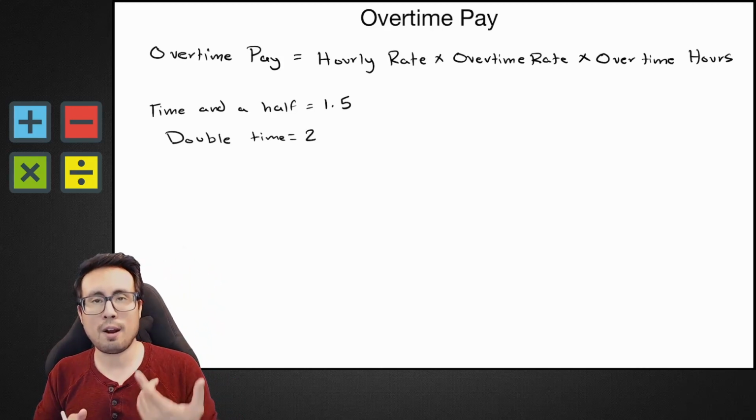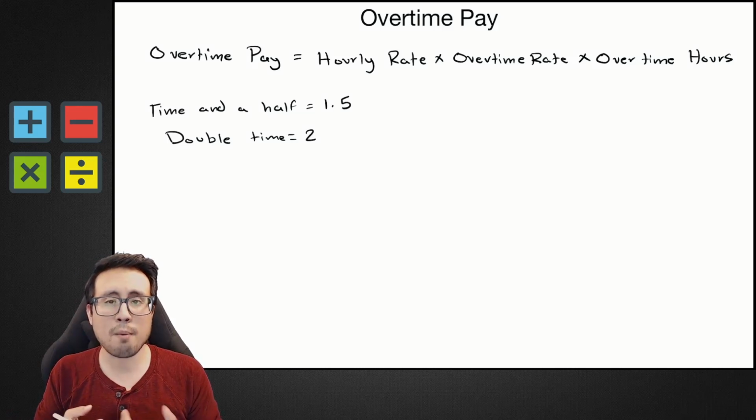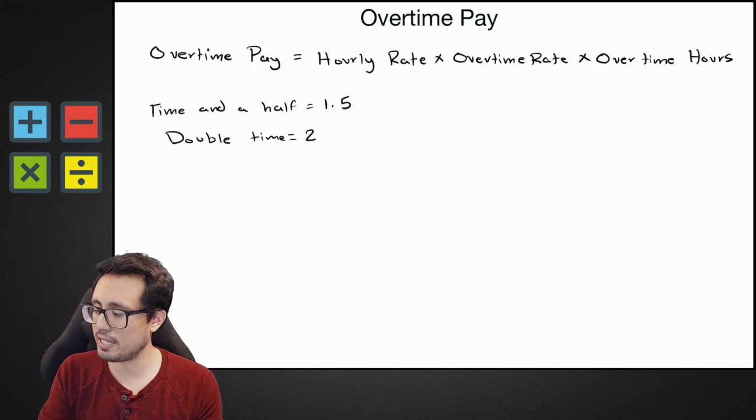So what is your hourly rate? How much do you make per hour? What is your overtime rate? Is it time and a half, which is 1.5, or is it double time, which is 2? And how many overtime hours did you work? Now, it's not your total hours, it's just your overtime hours, right? So let's go ahead and look at an example.